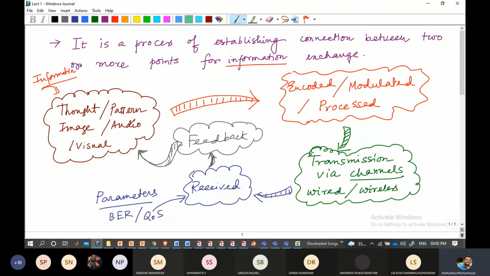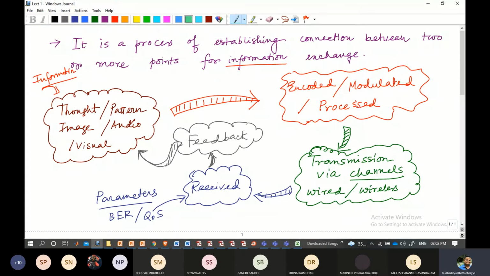First, we started off with what do you mean by communication? And in that, I told you that it is a process of establishing a connection between two or more nodes, and where we do the information exchange. And also in light of that, I have drawn this particular diagram to show you how the information, which can be of any kind, like an image, an audio, a video, a thought, a pattern, whatever you call them.